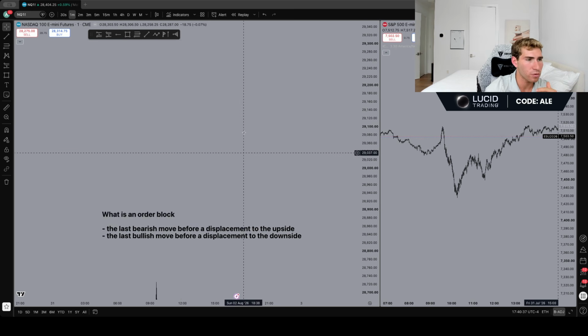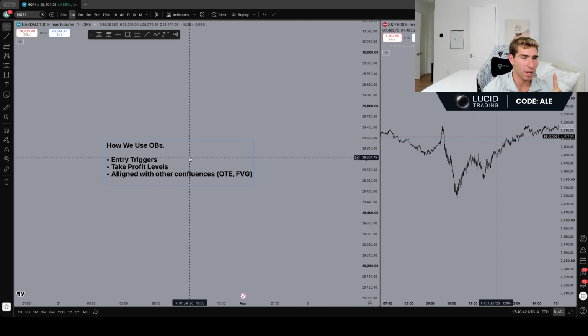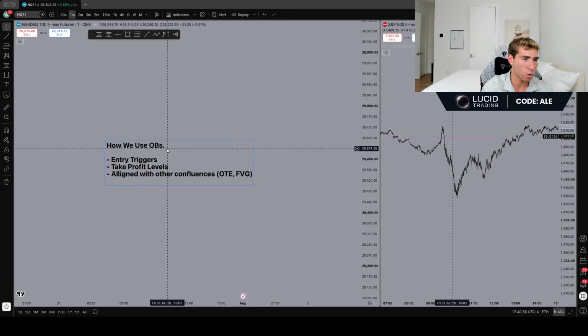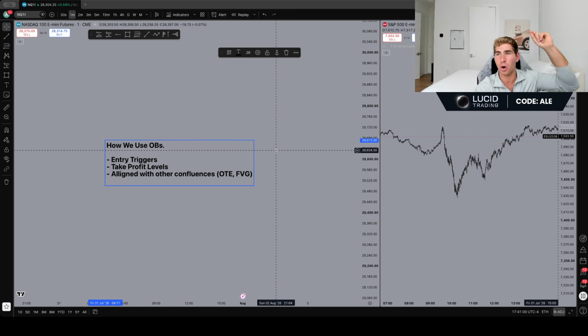So I want to go over a few rules before I identify a few examples, right? Because I want to make it clear, I will never use an order block by itself to take a trade. An order block is an additional confluence. It is not enough for me to automatically see an order block and enter a trade off it. How we use order blocks: entry triggers, right?